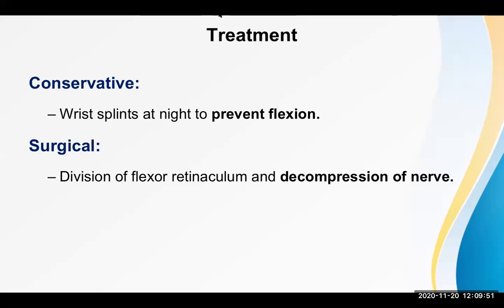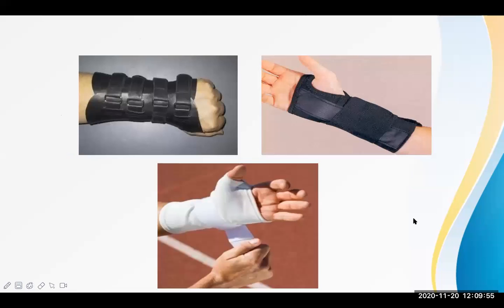Let's move on. We're coming towards the end of this topic. See this? This is the type of splint which is provided so that the wrist will not be flexed, and we ask for this. The patient should wear it at night and go for the sleep.